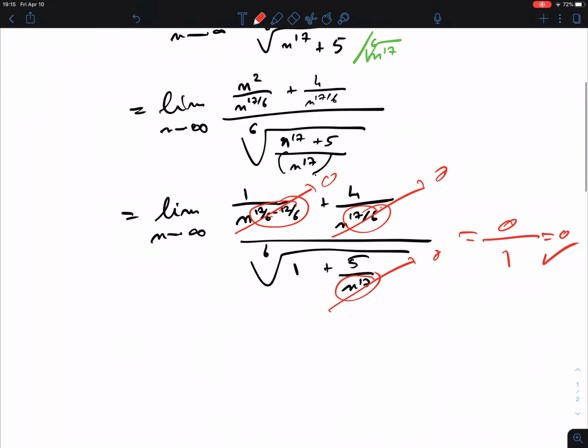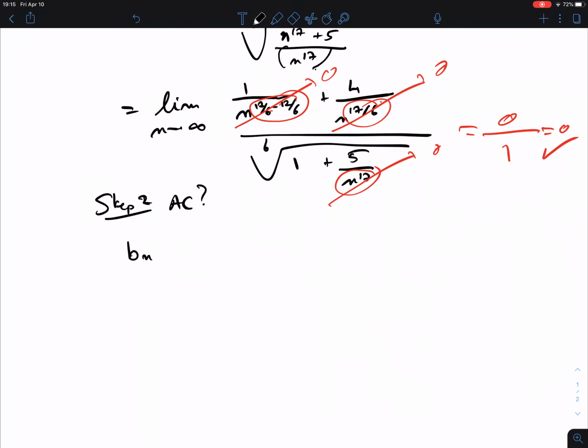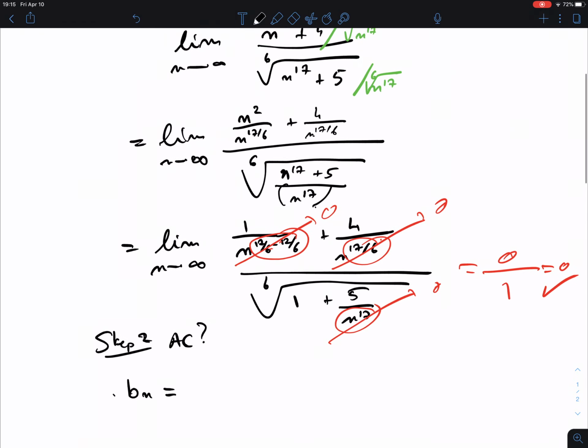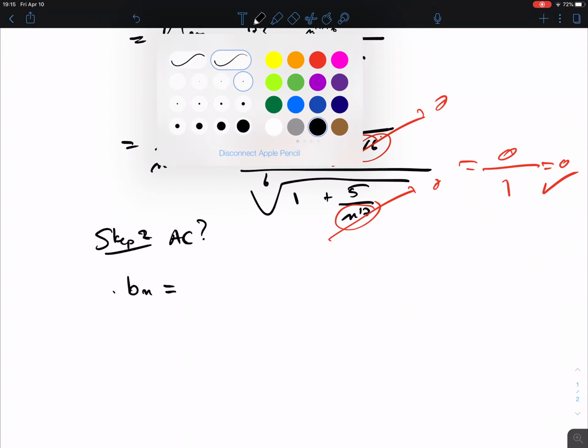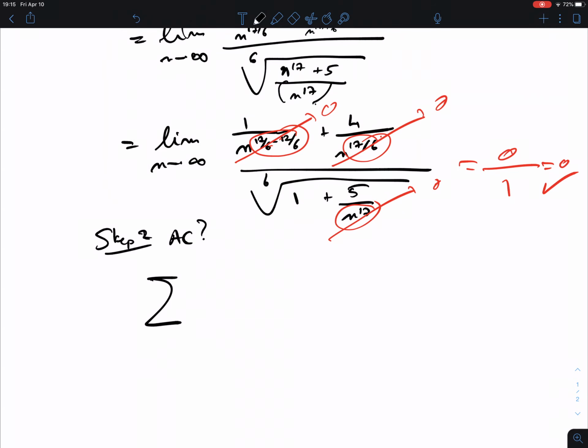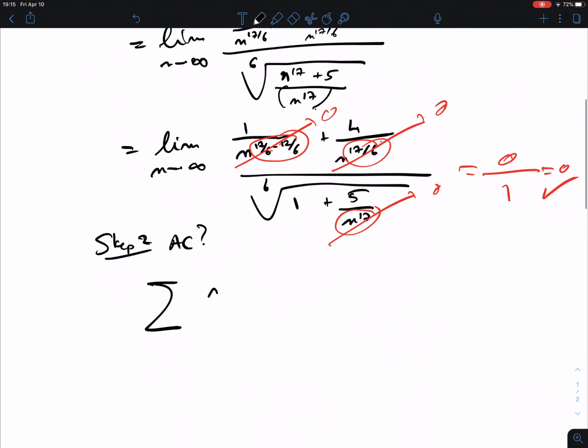convergent. But step 2: what about absolute convergence? In this case, we have to first decide what Bn is. Perhaps let me write up the series, it's easier. So the question now is, what happens if I ignore the sign? And then we are talking about this series.